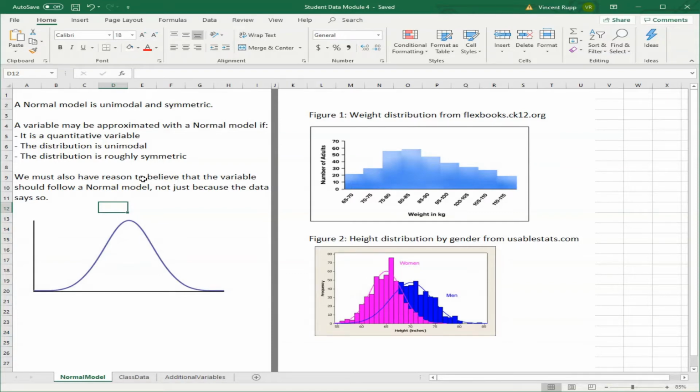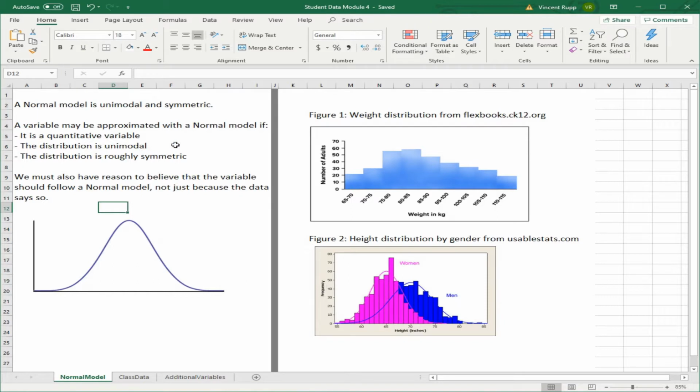So we talked a little bit in class about the normal model, like drawing it and the 68, 95, 99.7 rule. But let's go a little more in depth about what exactly that means. A normal model is unimodal and symmetric. It has a very specific shape, not just symmetric and unimodal, but this exact shape here, often called a bell-shaped curve, although I've never seen a bell that looks like that, so who knows.